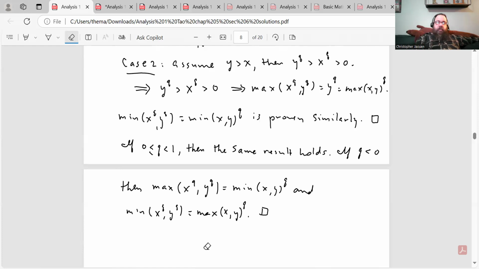So let me stop my screen share. Okay, so we're done with Tao's chapter 5, which means I'm going to finally move back to Spivak's book, and we're going to do the construction of the real numbers in Spivak using Dedekind cuts instead of Cauchy sequences. So the next video will be the first part of the construction of the reals in Spivak.